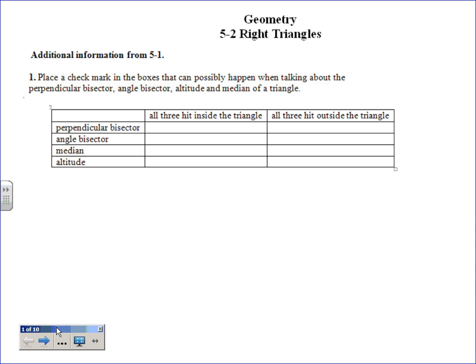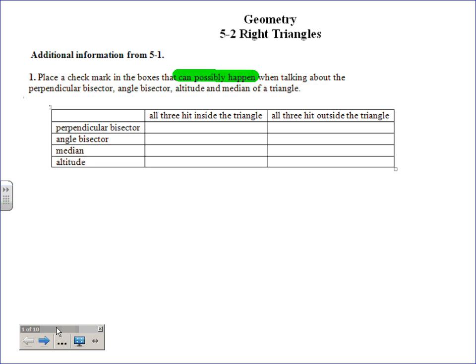All right. So these are the four segments: perpendicular bisector, angle bisector, median, and altitude. We talked about all four. We constructed all four. And we did it on all three types of triangles. So our job here in this little organizational tool is to say what can possibly happen. Okay? And if it can possibly happen, we're going to put a check mark there.